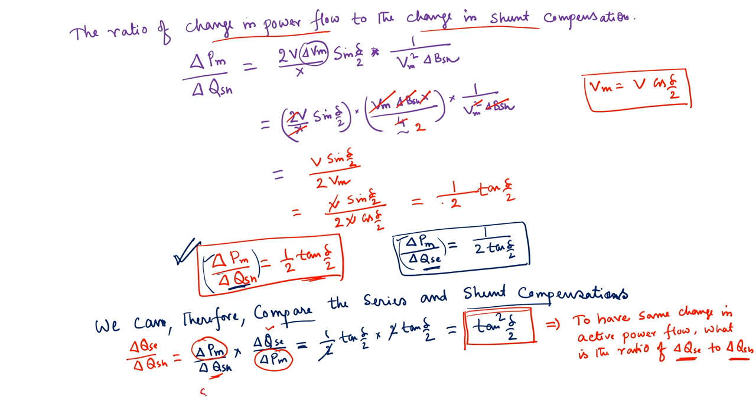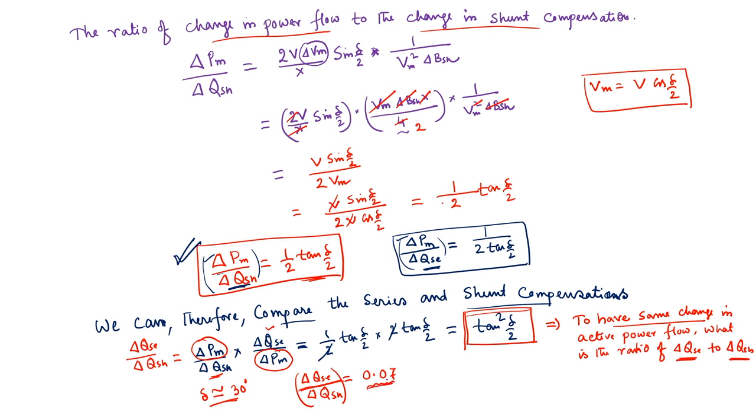Now if we take a realistic value of the load angle, suppose around 30 degree, then this del QAC to del QSH is coming out to be 0.07. It means that to have the same change in the active power flow, the shunt compensation rating requirement will be only 7% of the series compensator, which is a very important remark. This ratio is also the ratio of the rating requirement for the series compensation as compared to the shunt compensation. So, when delta is equal to 30 degree, this ratio is tan square 15 degree, which is coming out to be around 0.07.